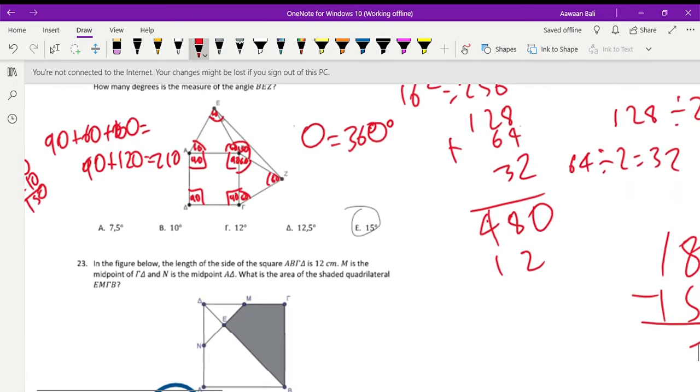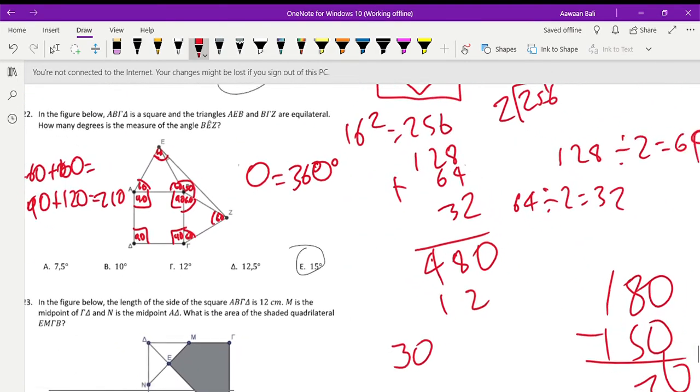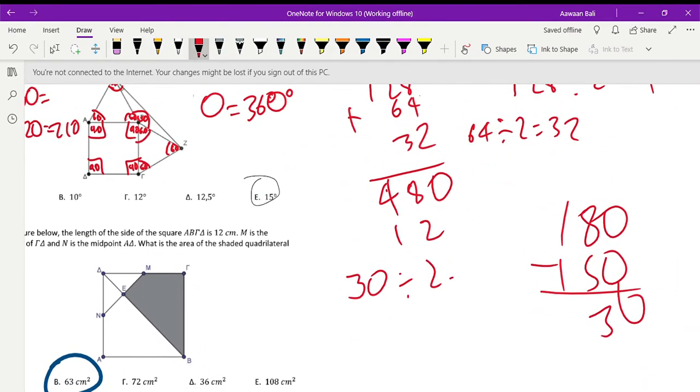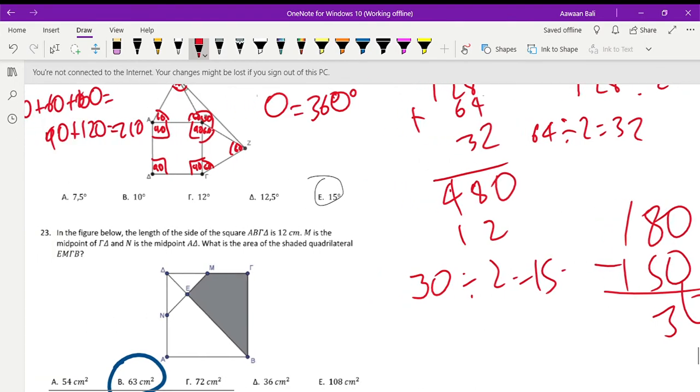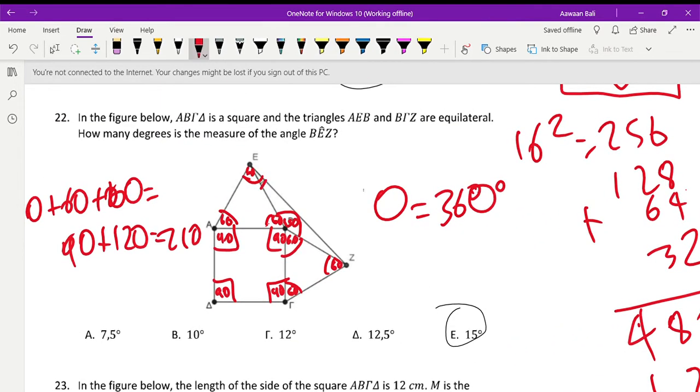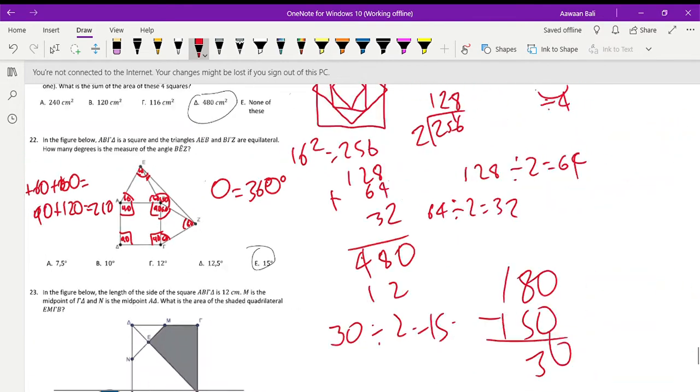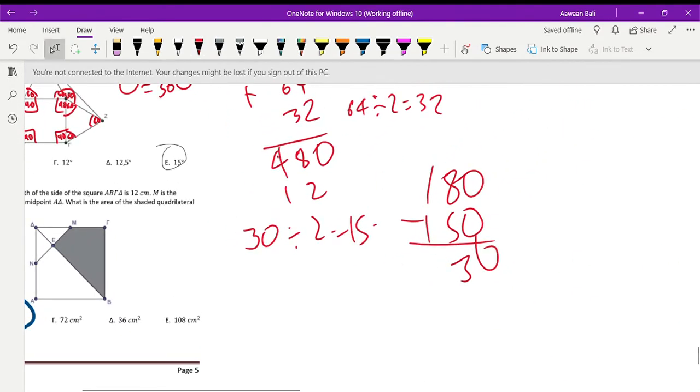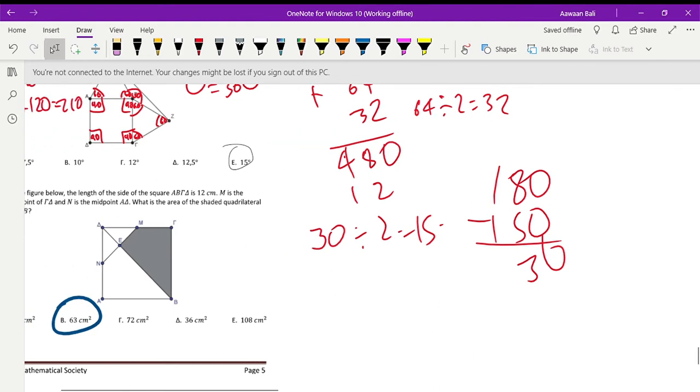And then since it's an isosceles triangle, both angles would be equal, so 30 divided by 2 gives 15. So that means both angles are 15, including the angle we're finding. The answer is eta 15. The reason I did 180 minus 150 is that 180 is the sum of angles, we have 150, so we have to find the sum of the remaining angles, then divide by 2 to find the equal angles.